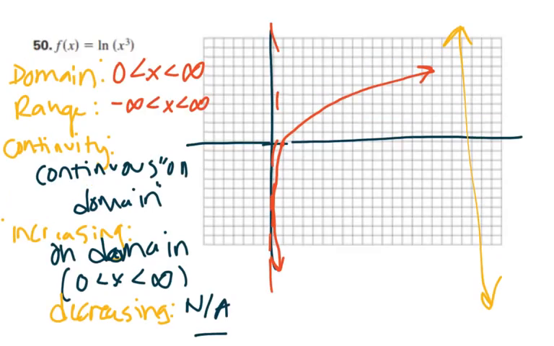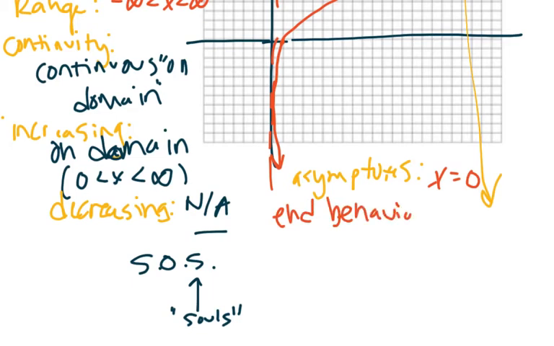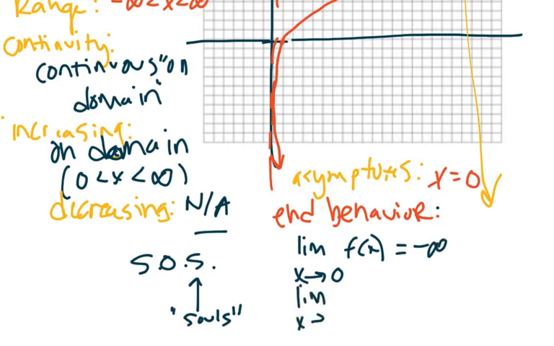Okay, moving on. Then the next one, decreasing, is asymptotes. So we mentioned it when we were graphing, but your asymptote is x equals 0, a vertical asymptote. And then the end behavior is the limit as x goes to 0, because it's not going to infinity, is negative infinity. And then the limit as x goes to infinity is all the way up at positive infinity. So again, fancy way of saying it ends up and, down and up.